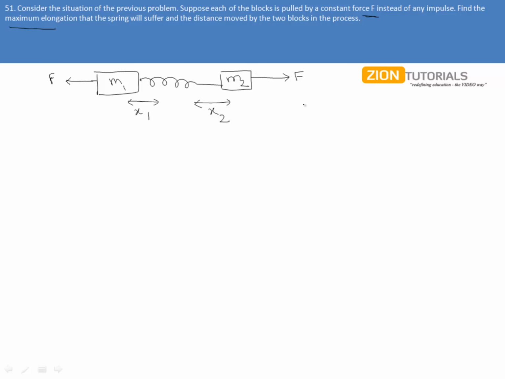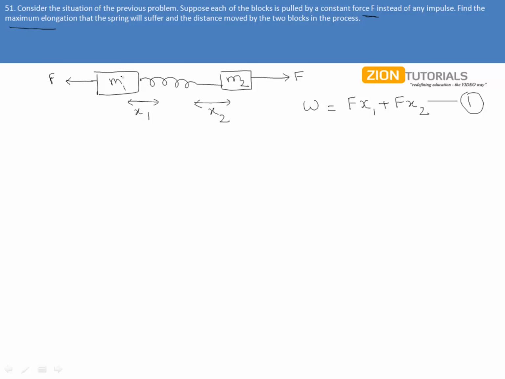Then I can find the total work done on the system to be the force F times the displacement x1, plus force F times the displacement x2. Let us mark it as equation number 1 and look at the change in the energy.